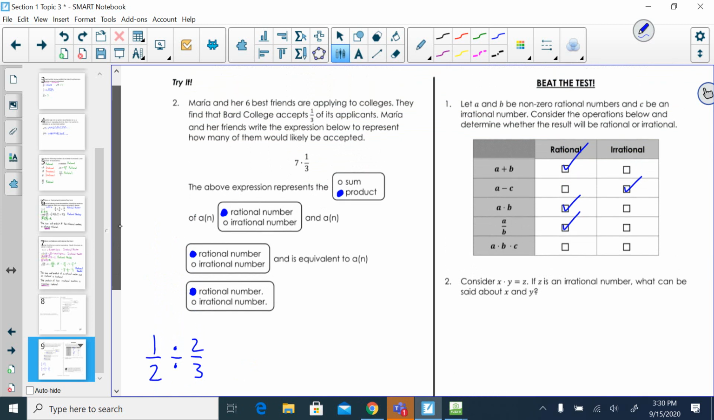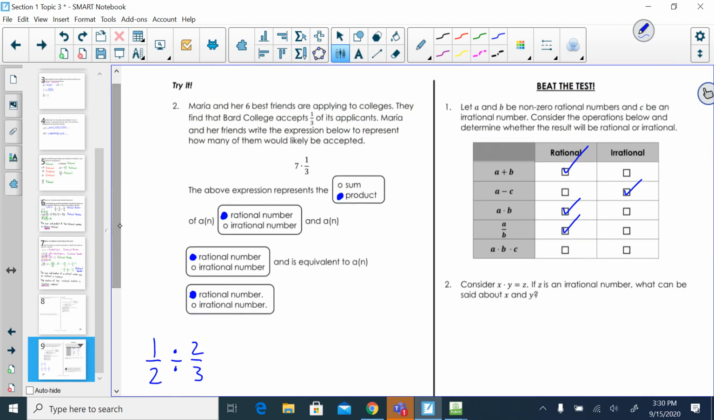Now, A times B times C. So we've got A times B. A and B are rationals, and so when you multiply those two together, they become rational. But then you're taking that number and multiplying by an irrational number. Again, all you need is one irrational number when it comes to these rationals, and the whole thing is irrational. So in this case, this is irrational.